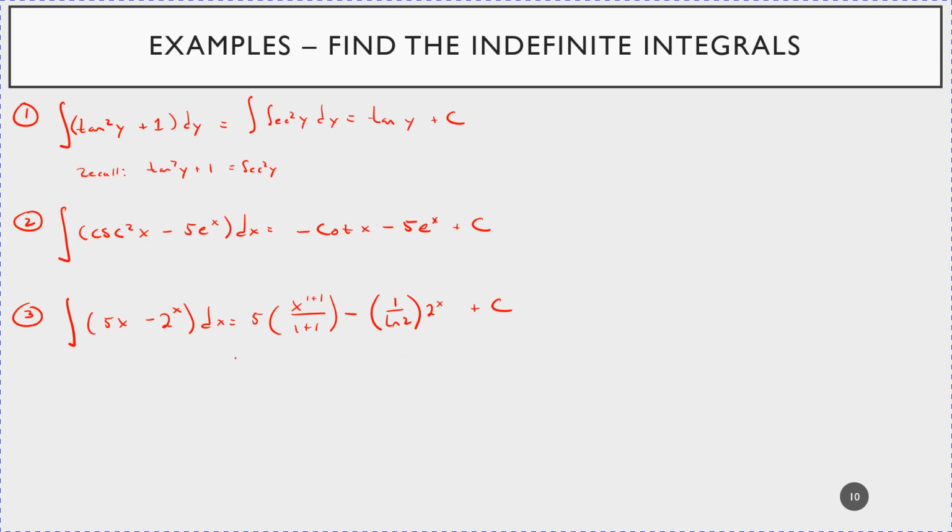And then, well, look, let me just clean this up. 1 plus 1 is 2, so this becomes 5 halves x squared. I'm going to write this as 2 to the x, divided by the natural log of 2 plus c. All right, so hopefully you're seeing the pattern here, right? Recognize, if it's not the power rule, use one of the other formulas that are listed there. All right, let's try this one here.